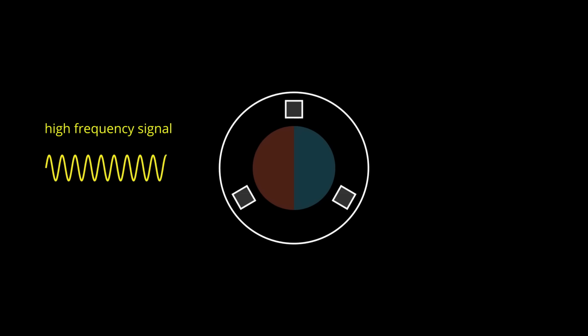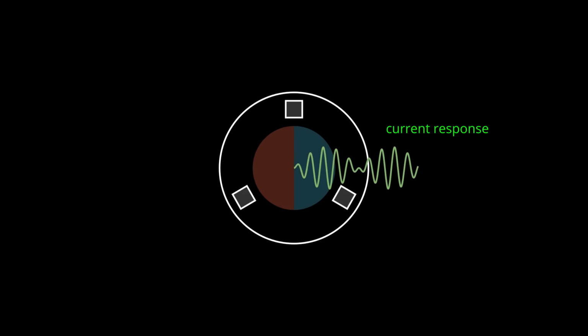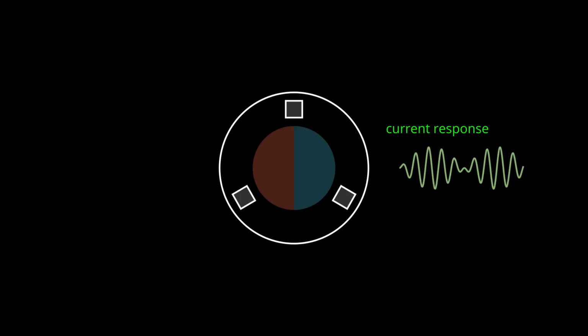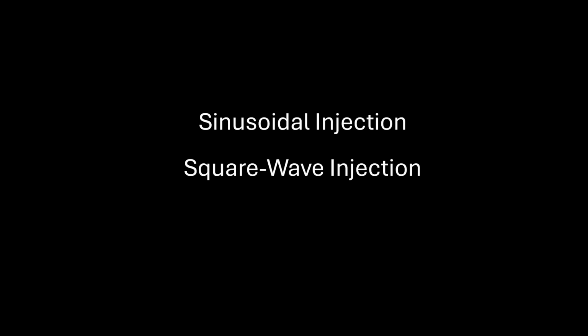The basic principle of HFI is to inject a high-frequency voltage signal that does not affect motor rotation into the stator, and then analyze the current response. This current response contains the rotor position information we are looking for because of the inductance difference between LD and LQ. There are various HFI methods, such as rotating high-frequency injection and pulsating high-frequency injection. The injection signal can also be in the form of sinusoidal injection or square-wave injection. For this experiment, I will try to implement a sinusoidal pulsating high-frequency injection.